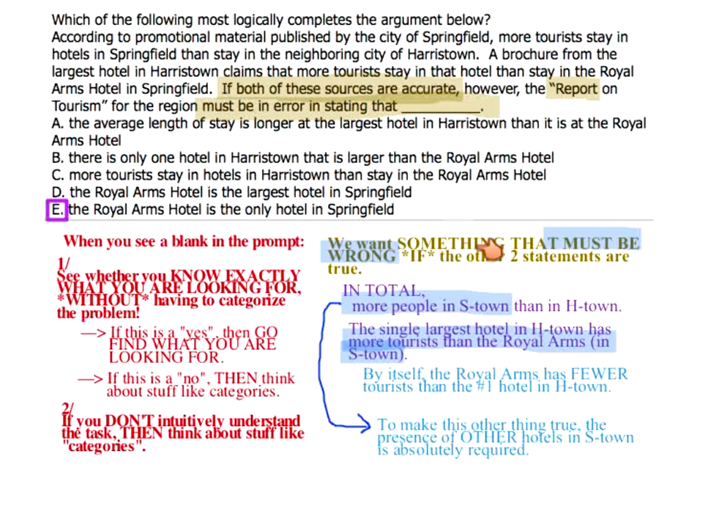Okay. D, the Royal Arms is the largest hotel in Springfield. That doesn't have to be false. There could certainly be bigger hotels in town. In fact, if there were bigger hotels, it would help this thing be true.